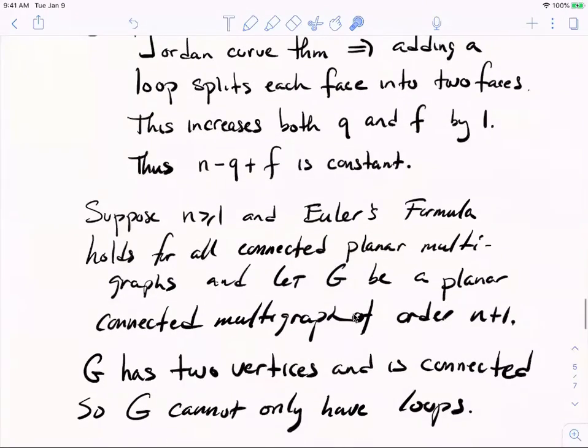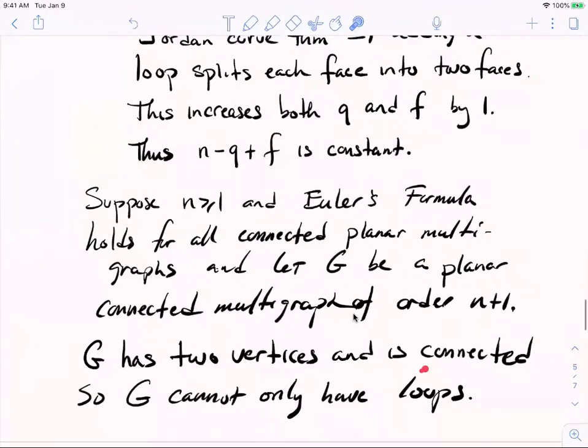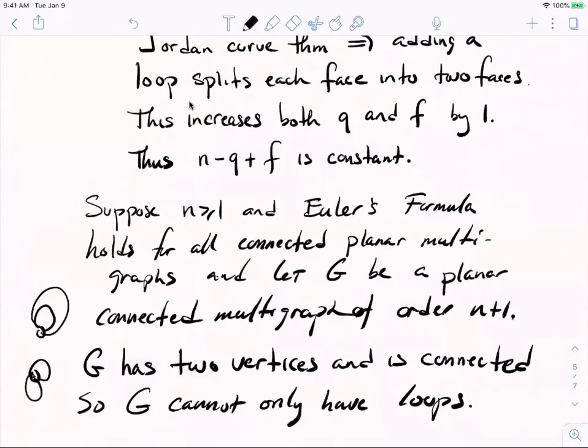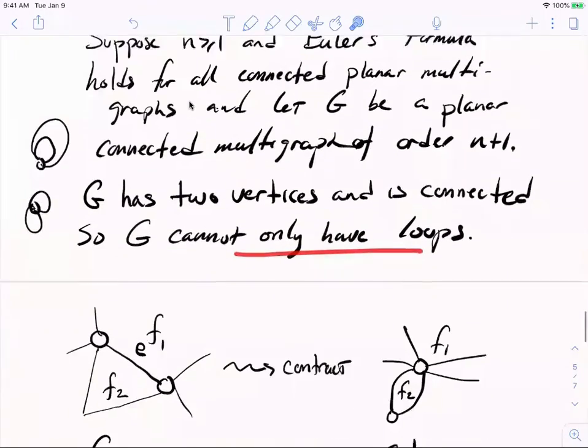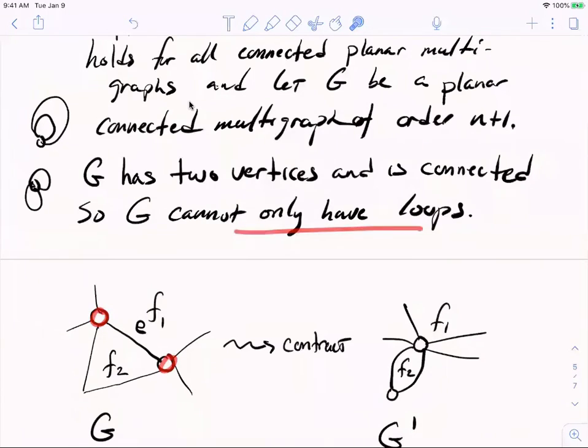Good. So it has at least 2 vertices because we took care of the case where we had order 1, right? So we know that if there's one vertex, how it all works. N is at least 1, so n plus 1 is at least 2. And it's a connected graph, so it can't just have loops. G can't just have loops because if it just had loops, it wouldn't be connected. So there has to be some pair of vertices in the graph that have an edge between them that's not a loop, like that.